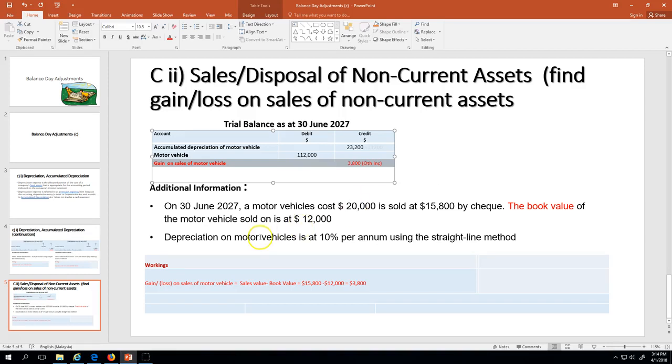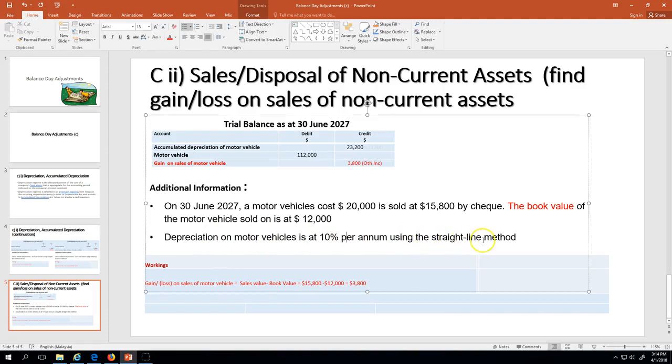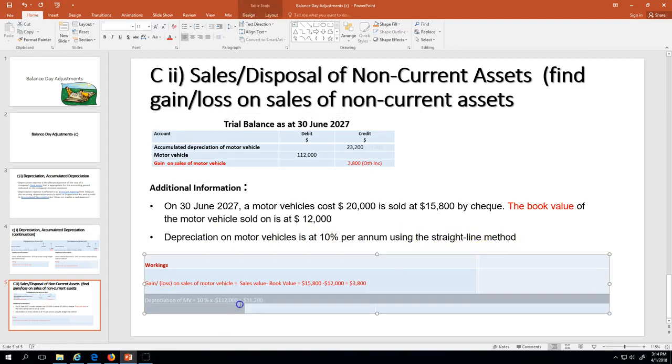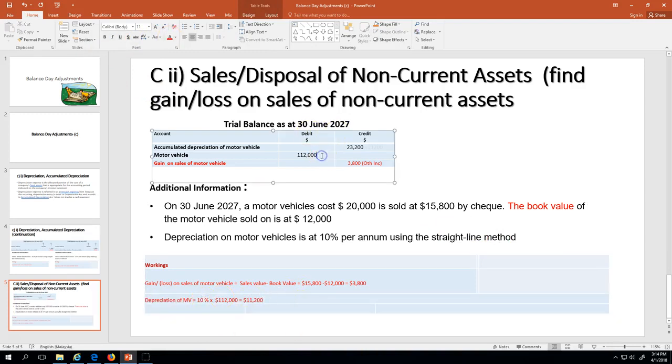Alright. And then the next thing, depreciation of motor vehicle at 10% using the straight line method. So we still need to count the depreciation. The depreciation will be 10% times the total value. Why is it the total value? Because the 20,000 is actually sold at the end of the year. So it's 11,200.